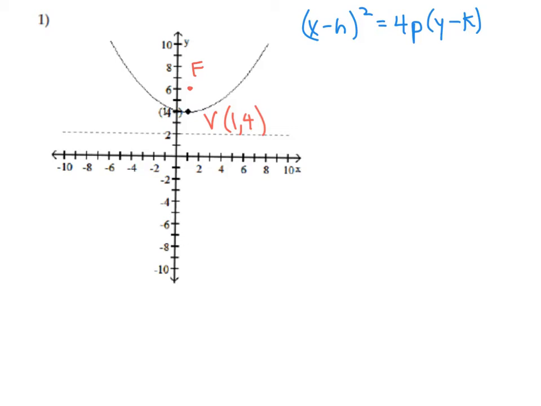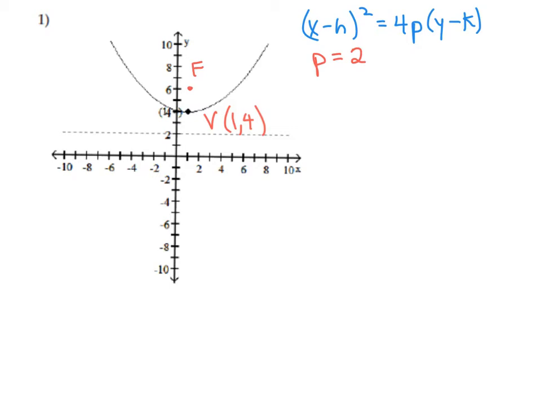Now it's actually not necessary that I use the coordinates for the focus. I need the coordinates for the vertex. What is necessary is that I can read the p-value, the distance from the vertex to the focus. So in this instance, I'm going to say p is equal to 2. I'm going to call it a positive 2 because to get from the vertex to the focus, I have to go up. I'm just going to enter this information into this equation.